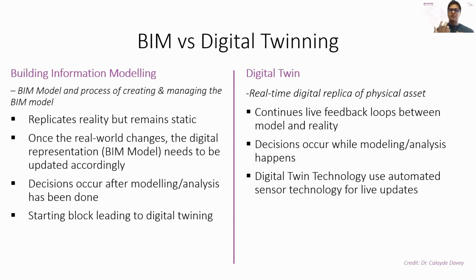The decisions occur after modeling analysis has been done, right? You would probably incorporate something into your BIM model, check it out after that, and make a decision, right? And this is the starting block that leads towards a digital twin. Like I said, it puts you on the roadmap to a digital twin. Now, a digital twin is a real-time digital replica of a physical asset. It has a continuous live feedback loop between model and reality, and the decisions occur while this data is being fed into the model or into the system, right? Digital twin technology uses automated sensor technology for live updates.